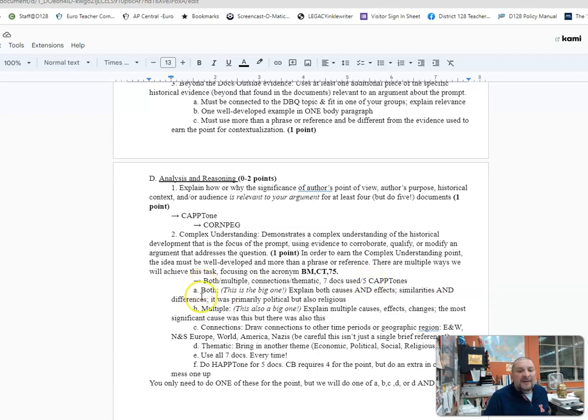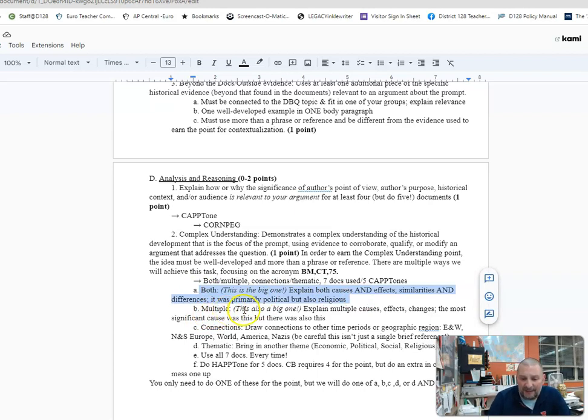So, both. This is one of the big ones. Okay? If the question says, describe the causes of the age of imperialism, and you talk about both the causes and effects. If it says, describe the most significant similarities between these two things, you talk about similarities and differences. Was the 30 Years' War primarily political, but it was also religious? Which one was it? You talk about both. So that's both.